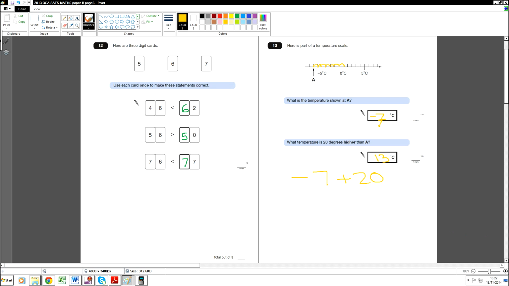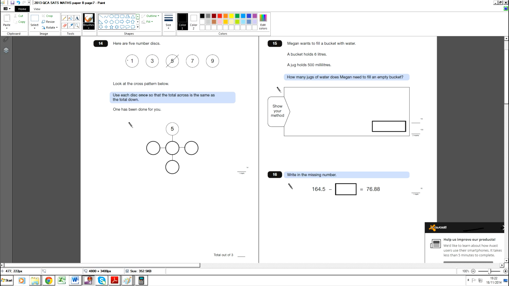Thank you very much for those questions. Okay, question number 14. Here are 5 number discs: 1, 3, 5, 7, 9. Look at the cross pattern below. Use each disc once, so the total across is the same as the total down. So the same total going across and the same going down.